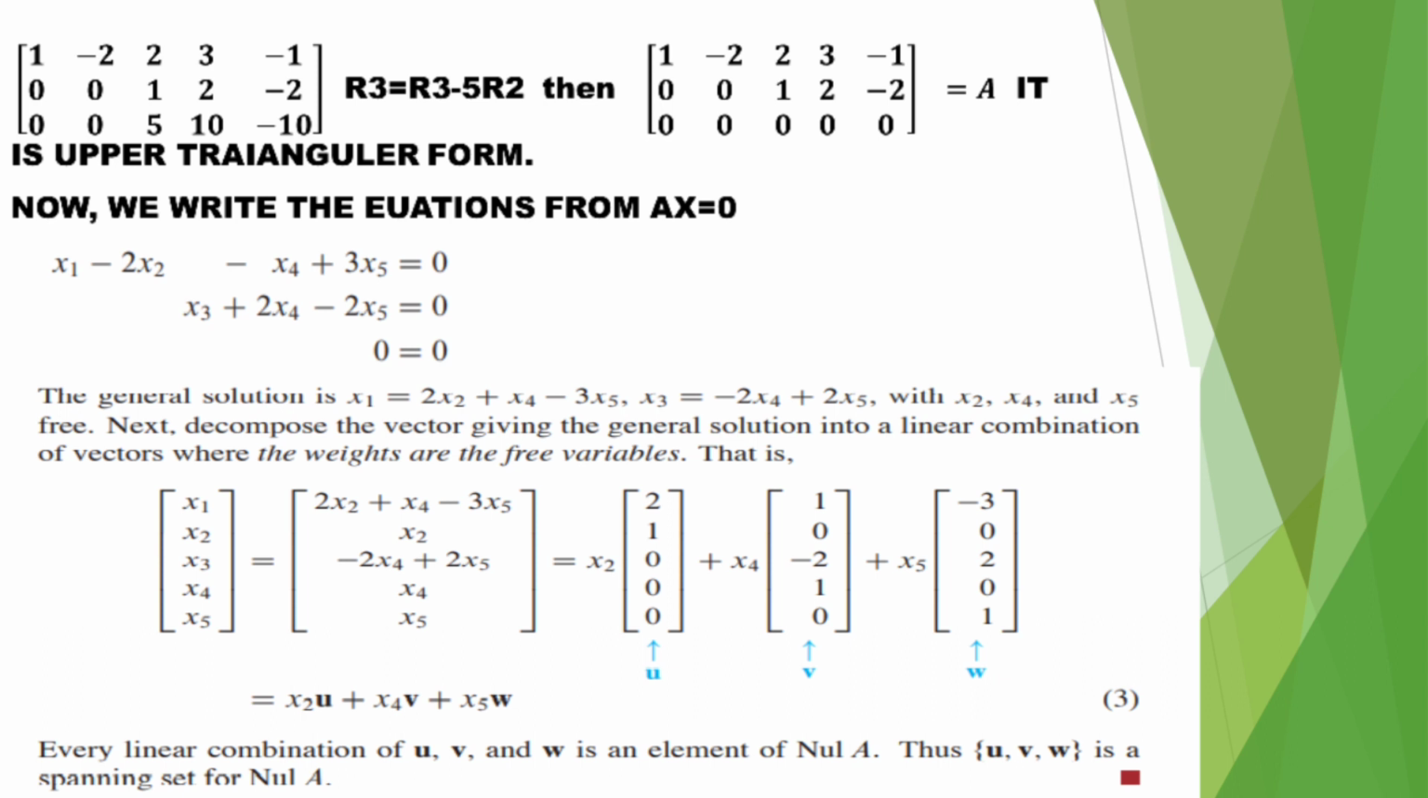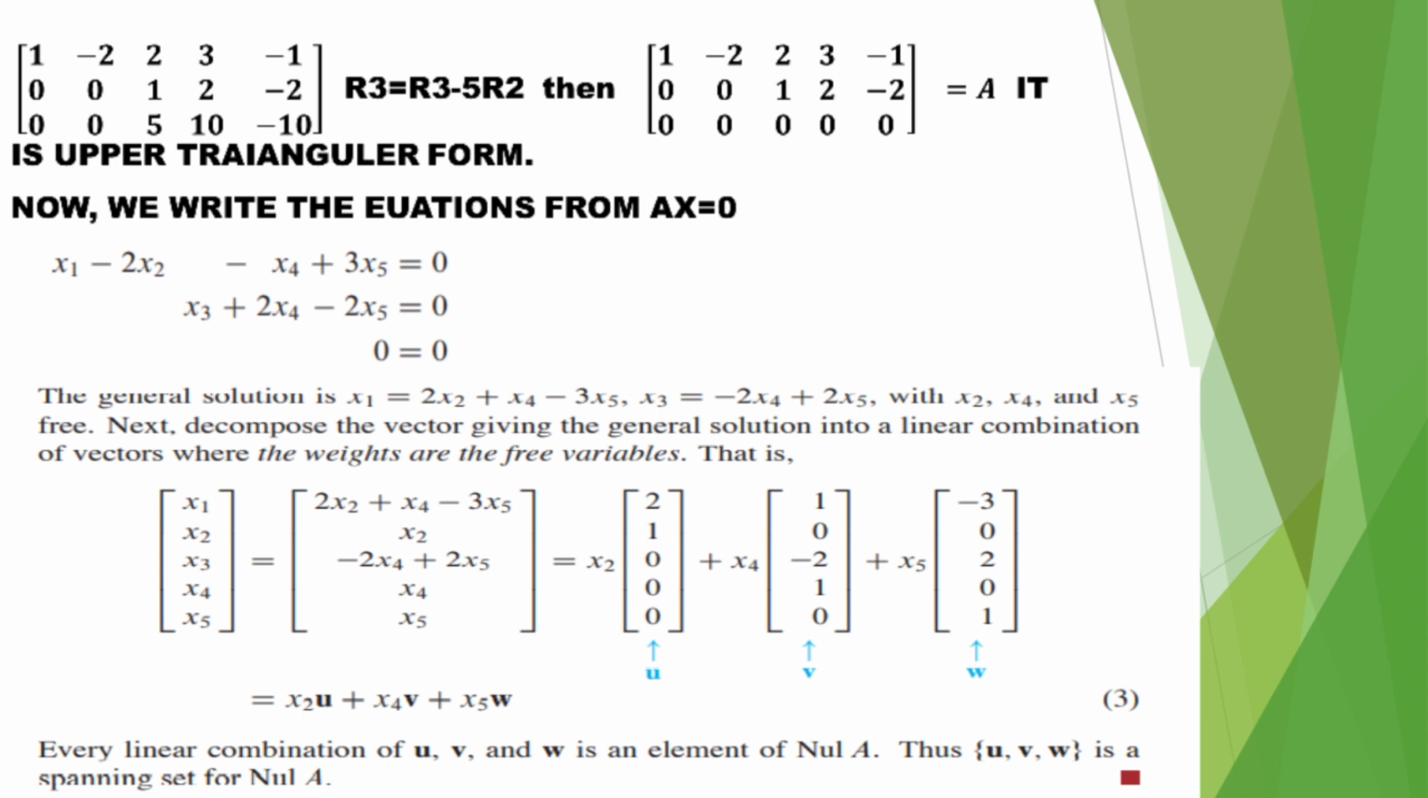In the third row all elements are zeros, so here we get two equations. These two equations we write, one for the x1 value, another for the x3 value. These two values we substitute in the x vector, which is x1, x2, x3, x4, x5. How many variables are there here? Three variables: x2, x4, and x5. We write x2 into its coefficient plus x4 into its coefficient plus x5 into its coefficient.